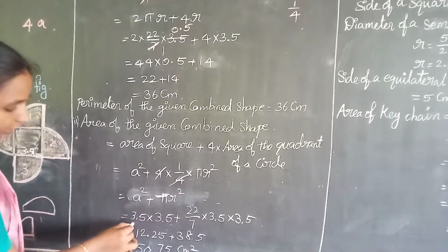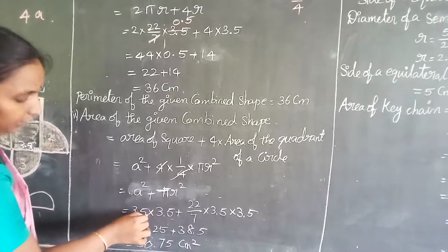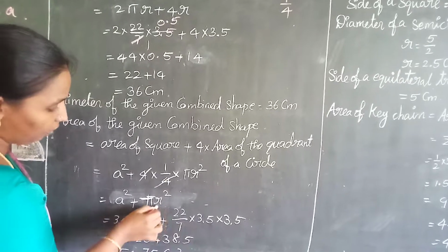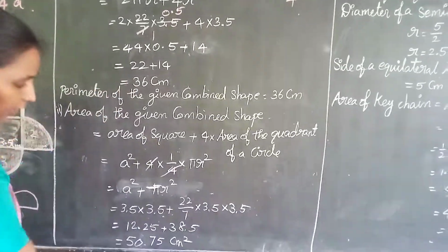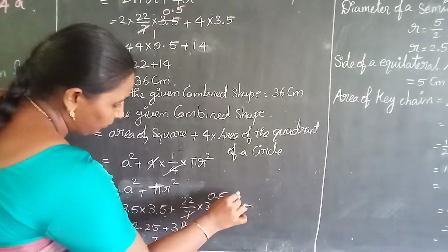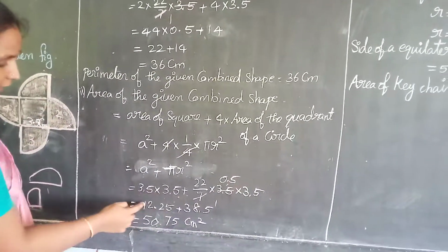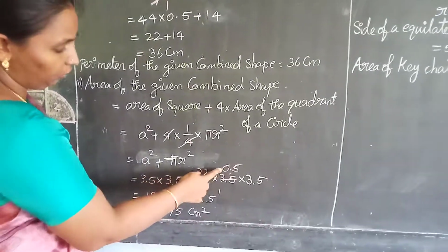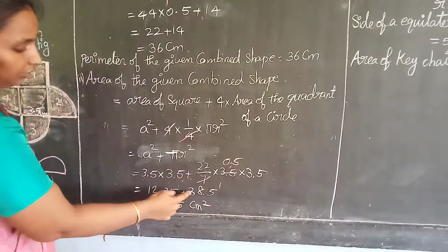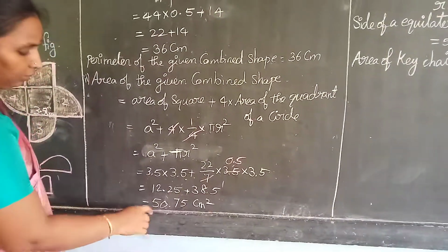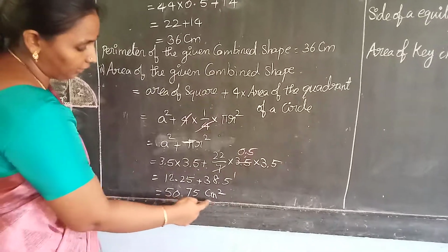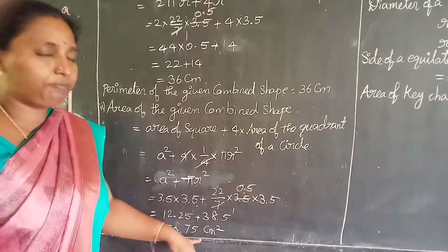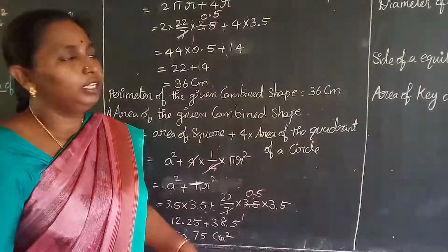Side of the square they given as 3.5. So a square is 3.5 into 3.5 plus 22 by 7, pi value, into r square, 3.5 into 3.5. Now here we cancel. 7 ones are 7, 0.5 are multiply. 3.5 into 3.5 will get 12.25 plus here multiply 22 into 0.5 into 3.5 you will get 38.5. Add these two decimal numbers you get 50.75. Therefore area of the given combined shape equal to 50.75 centimeter square.